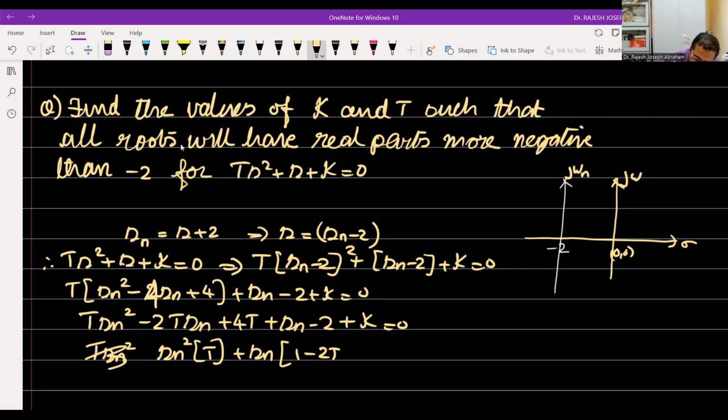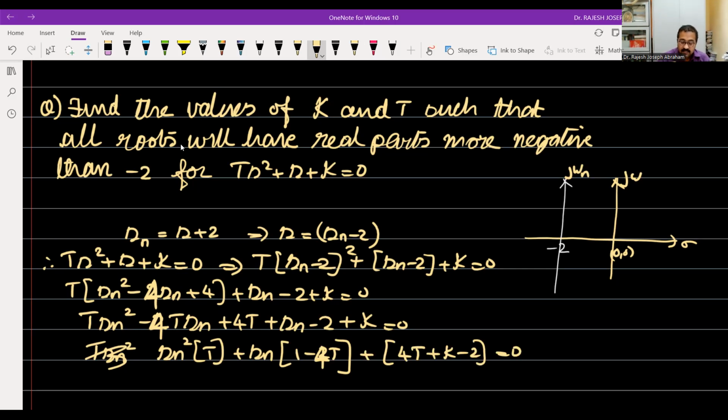Minus 4 s n here. It's 4 s n. Okay, when you expand this thing, s n square minus 4 s n plus 4. Okay. So you will get t s n square minus 4t s n plus 4t. Okay. So it becomes 1 minus 4t. s n into 1 minus 4t. Okay. Plus 4t plus k minus 2 equal to 0.